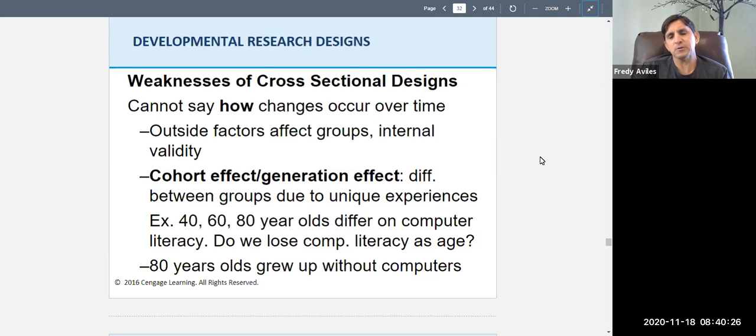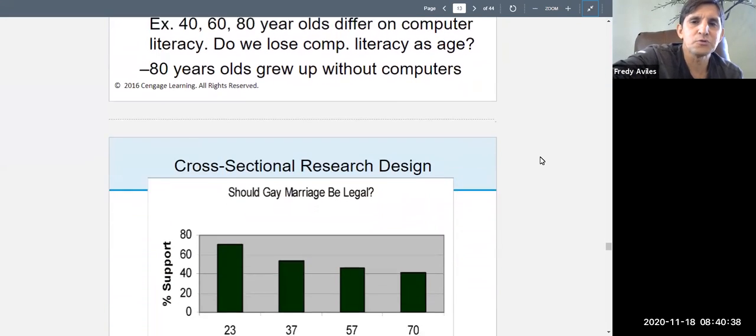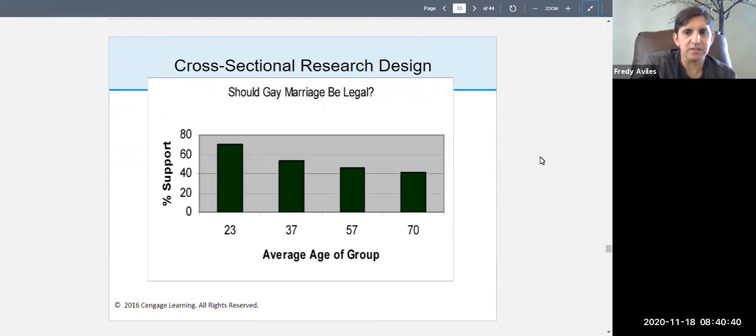Does it really mean that people change that way over time? Or does it mean that people grew up at different times and had different experiences? And that's what's causing the results that you see, right? So it's a study, it tells you something, but you often don't know what it's really telling you. Here's another example about gay marriage.